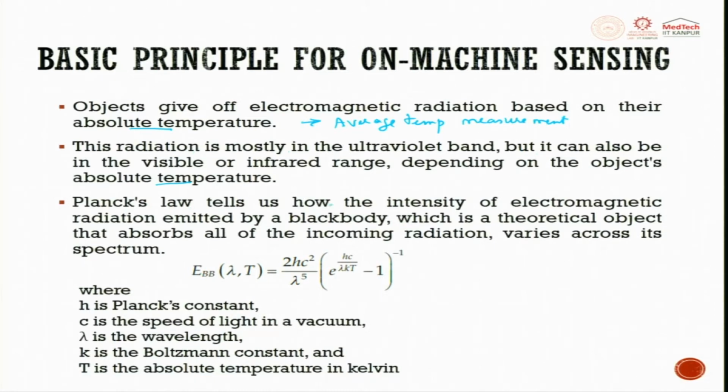Planck's law tells us how the intensity of the electromagnetic radiation emitted by a black body, which is a theoretical object that absorbs all the incoming radiation, varies across its spectrum. So this is Planck's law. Here h is the Planck's constant, c is the velocity of light, lambda is the wavelength, k is the Boltzmann constant, and T is the absolute temperature. So the intensity of the electromagnetic radiation emitted by a black body can be found out.